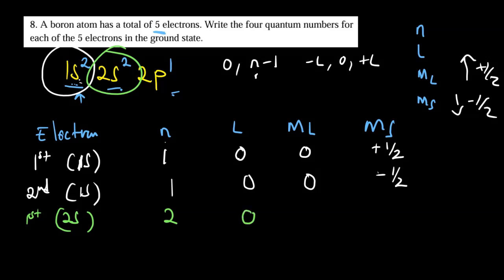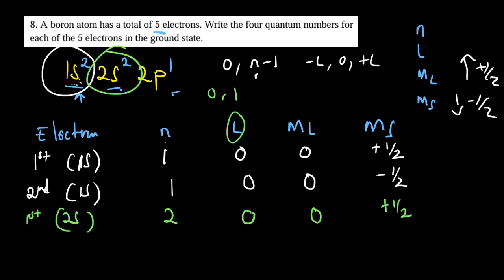But remember, we have two values of this L. We have 0 and 1. So if you have more than one quantum number, you pick the lowest. So no wonder I've written 0 here. And then the one that will correspond to this will just be 0 here. And then the spin here I will say plus 1 over 2.